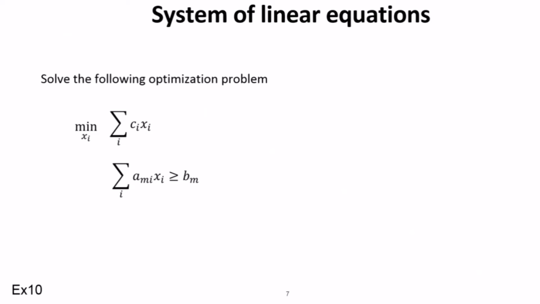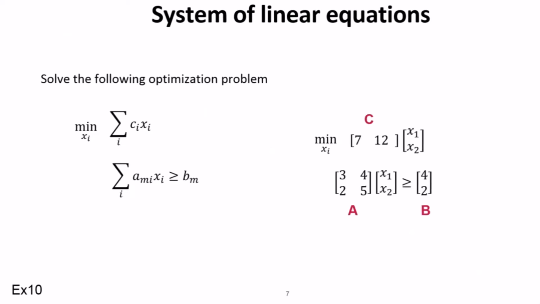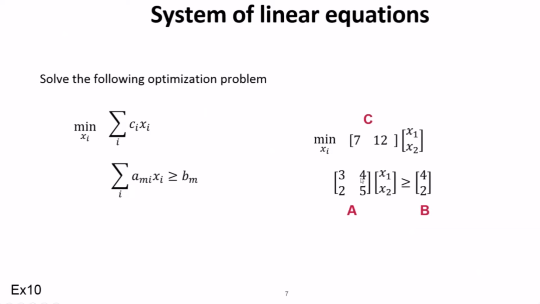Okay, so b_m, a_mi, and ci are known parameters to the model. To solve that, I want to give you a simple example with two decision variables, x1 and x2, and the coefficients of x are specified here as 7 and 12. These are the C1 and C2. And A is a matrix specified here, and here we are writing down each row of this multiplication. So 3x1 plus 4x2 greater than 4. This is one row of it. And the other row will be 2x1 plus 5x2 bigger than 2.